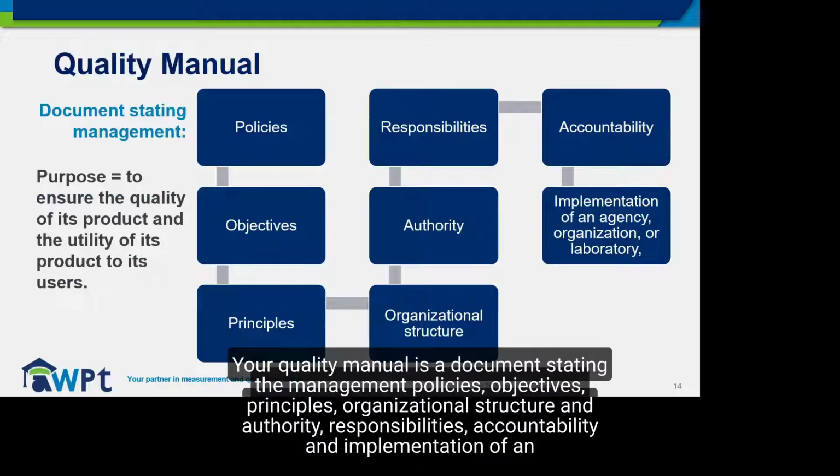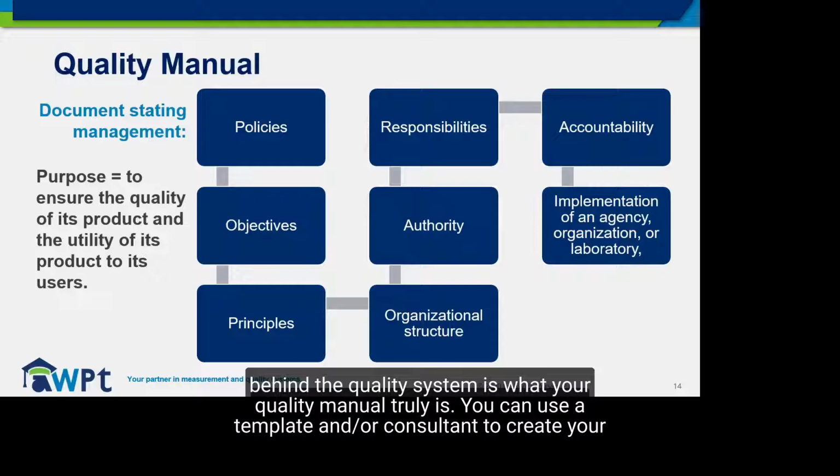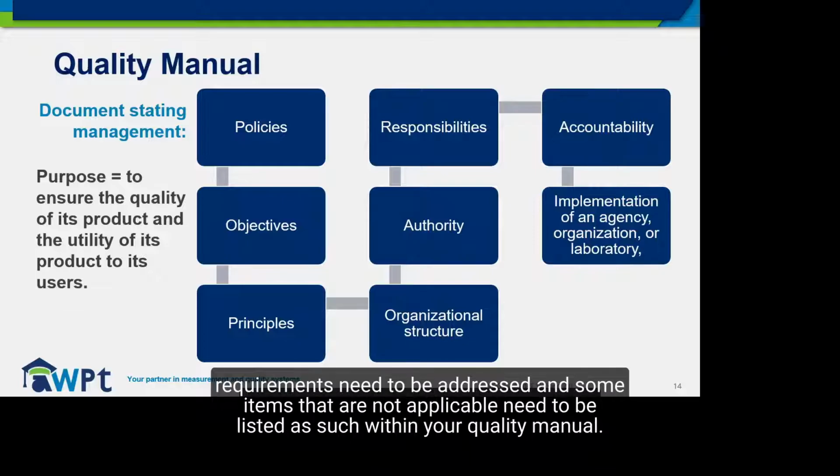Your quality manual is a document stating the management policies, objectives, principles, organizational structure and authority, responsibilities, accountability, and implementation of an agency, organization, or laboratory to ensure the quality of its product and the utility of its products to its users. The framework behind your quality system is what your quality manual truly is. You can use a template and/or a consultant to create your quality manual, but ultimately it needs to be written to reflect what you are willing to do in your laboratory. All standard requirements need to be addressed, and some items that are not applicable need to be listed as such within your quality manual.